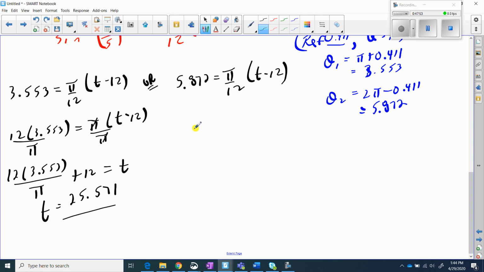Then I go over here and do the same thing. 5.872. I'd have to multiply by 12. I'm just going to speed this up a little bit. Divide by pi, and then add 12 at the end. And that should give me another answer for t. 12 multiplied by 5.872, and divide by pi, and then add 12. And I get 34.429.